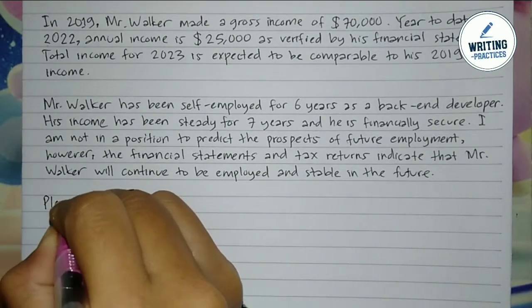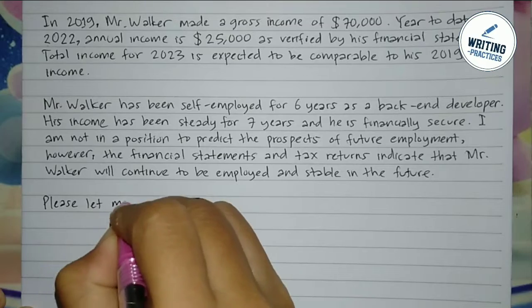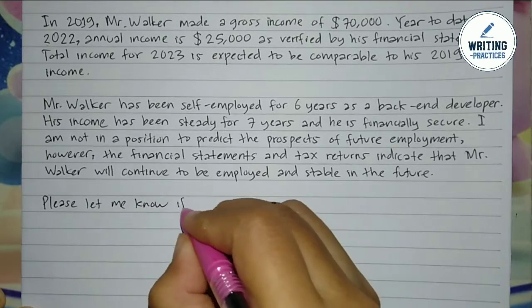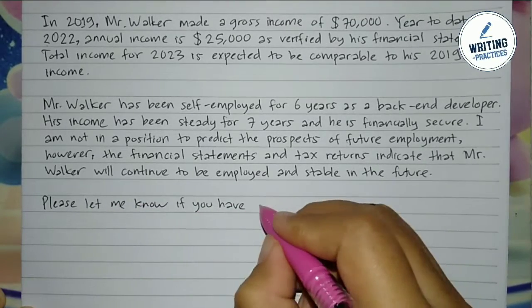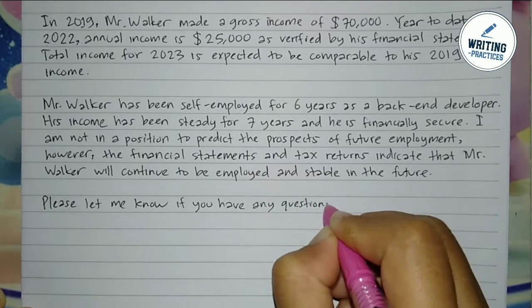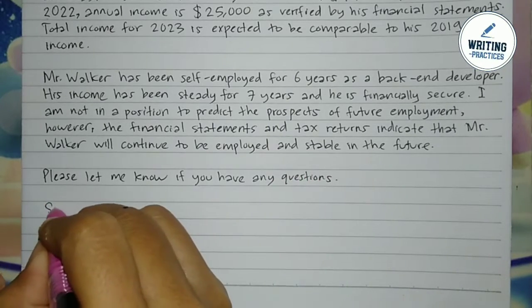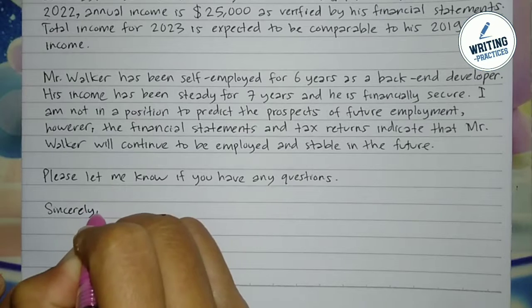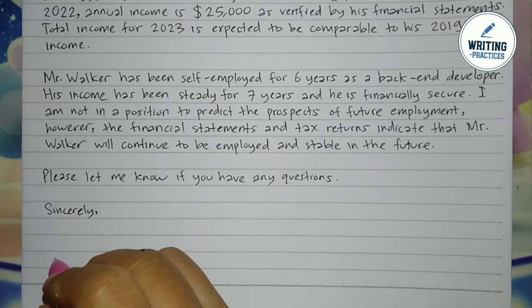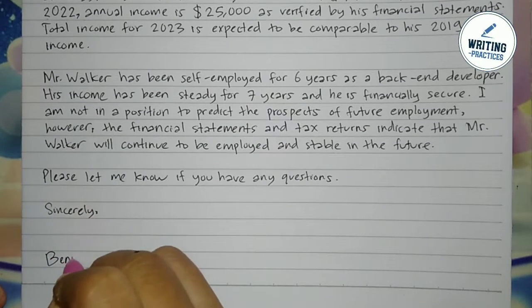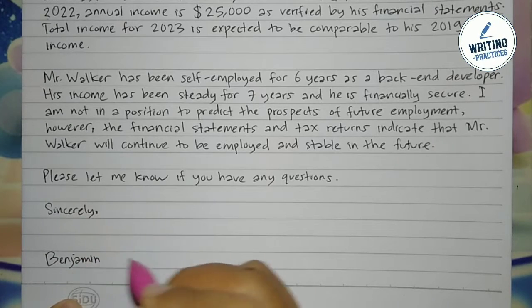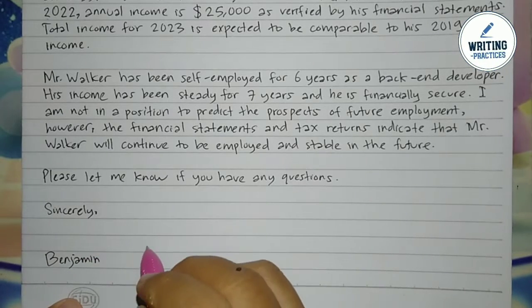And the last, welcome the recipient to ask you questions or more details about this. Finally, you can close the letter with Sincerely. Add your signature and write your full name under it. Write also your job position. So, that's how you write a self-employment verification letter step by step.